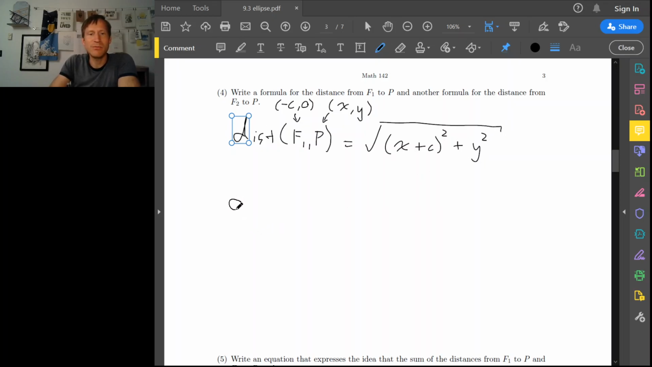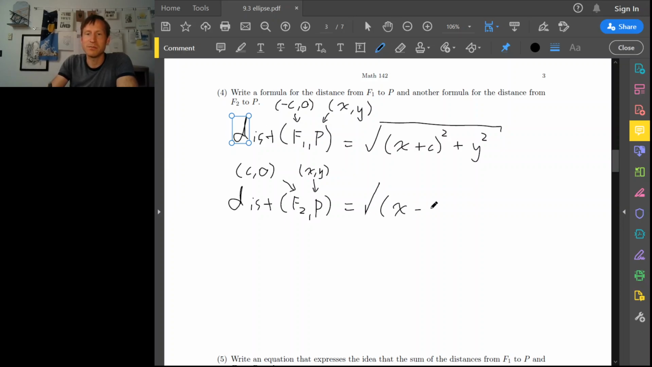All right, and then we can do the same thing for the distance from F2 to P. Right, P is, as before, still x comma y. But F2 is the focus to the right of the origin, and that was c comma 0. And so now we can use the distance formula to find the distance between these 2 points. It's the square root of x minus c squared plus y minus 0 squared.